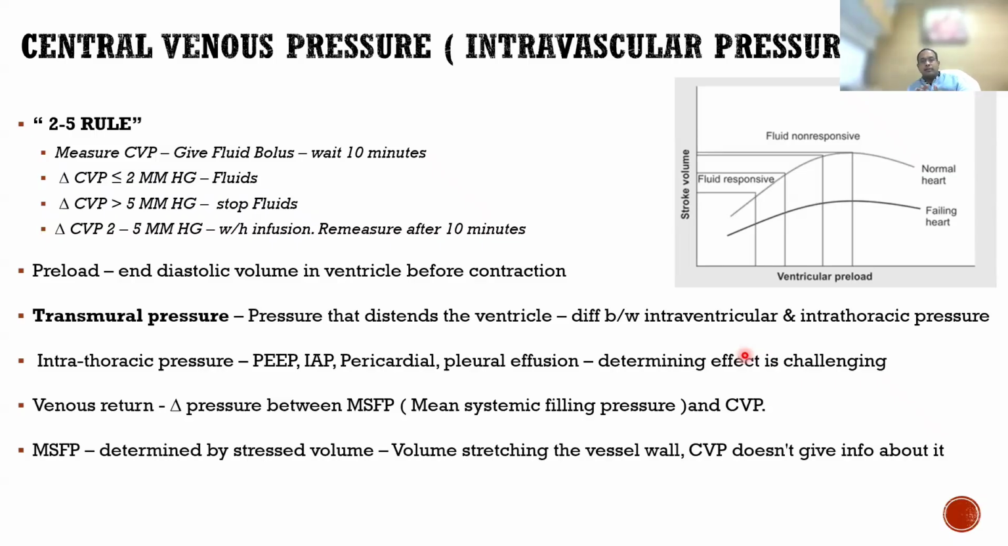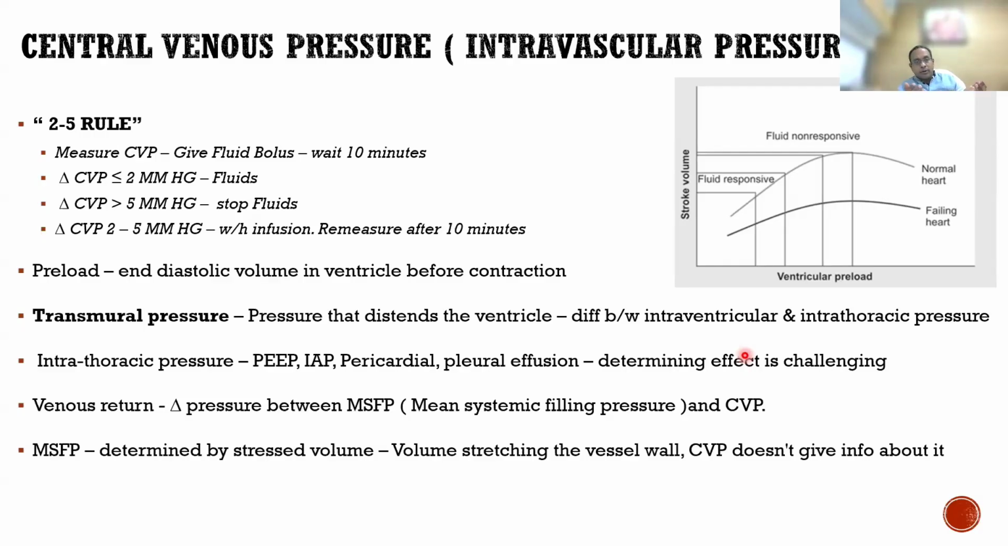So what is preload? I think everybody knows that it is the end diastolic volume in the ventricle before contraction. And what is transmural pressure? It is the pressure that distends the ventricle, so it is the difference between the intraventricular and intrathoracic pressures. Intraventricular pressure we are measuring from the CVP.